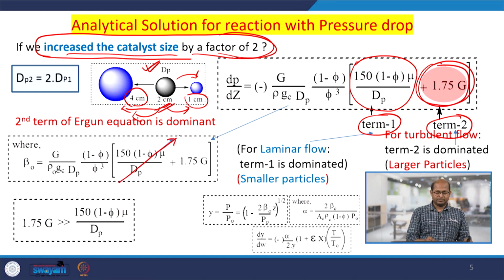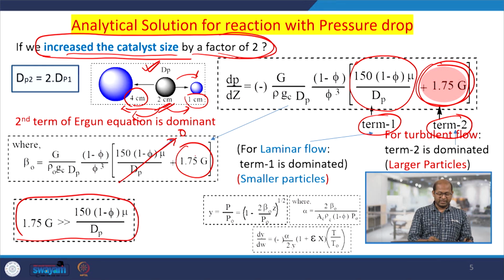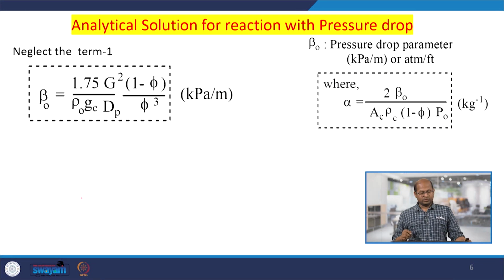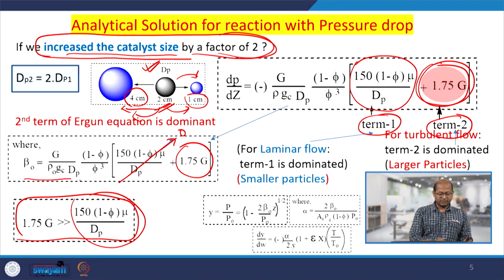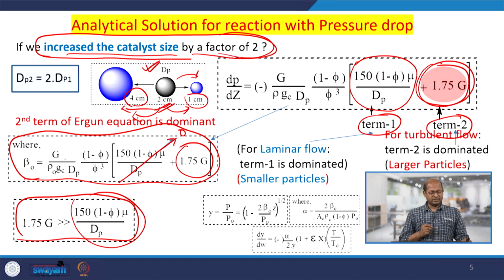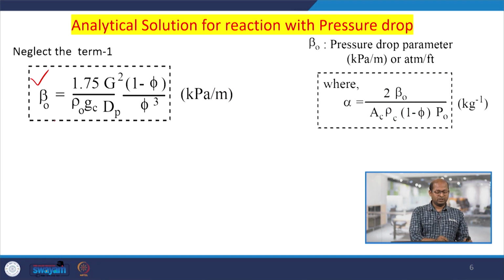Then this first part we can eliminate or remove from the design equation, or this part is the beta 0, that is the pressure drop parameter. For turbulent flow this part is dominant and this part we can neglect. Then the pressure drop parameter, called beta 0, since we are neglecting this part, becomes G by rho 0 g c d p times (1 minus phi) by phi cubed times 1.75 G. So the pressure drop parameter would be this.